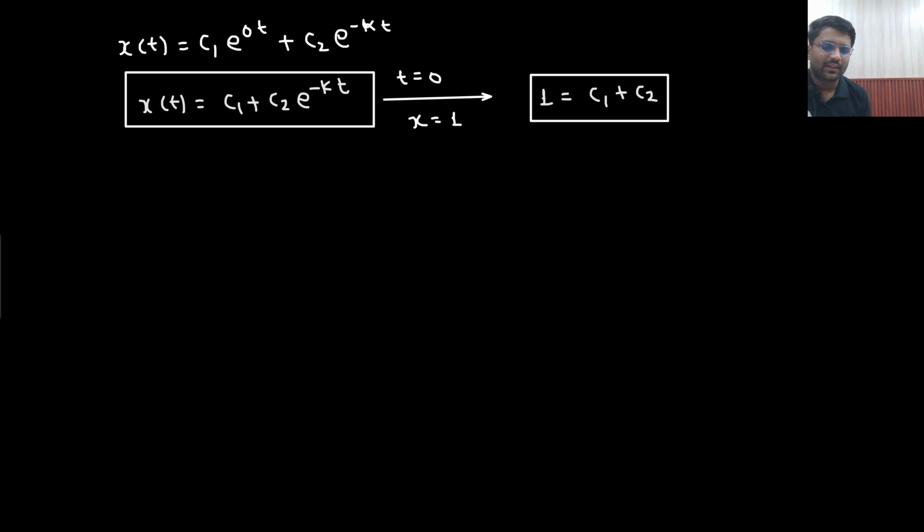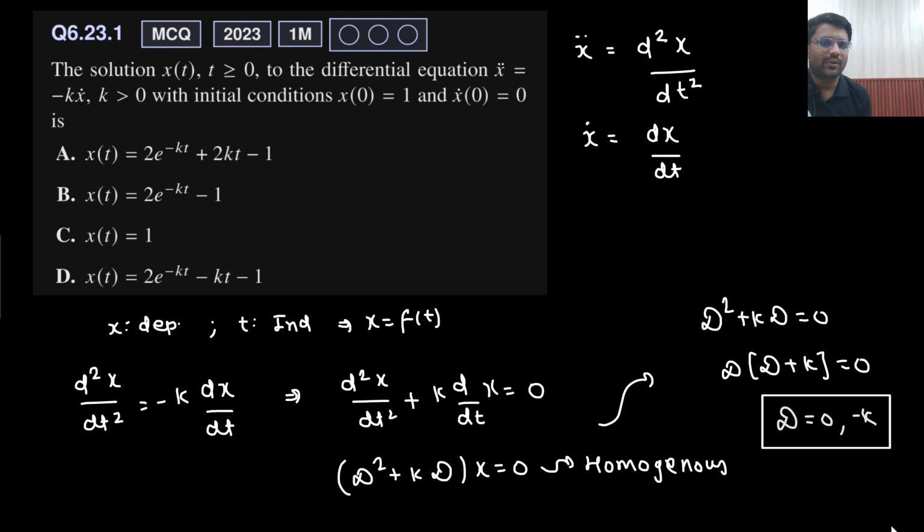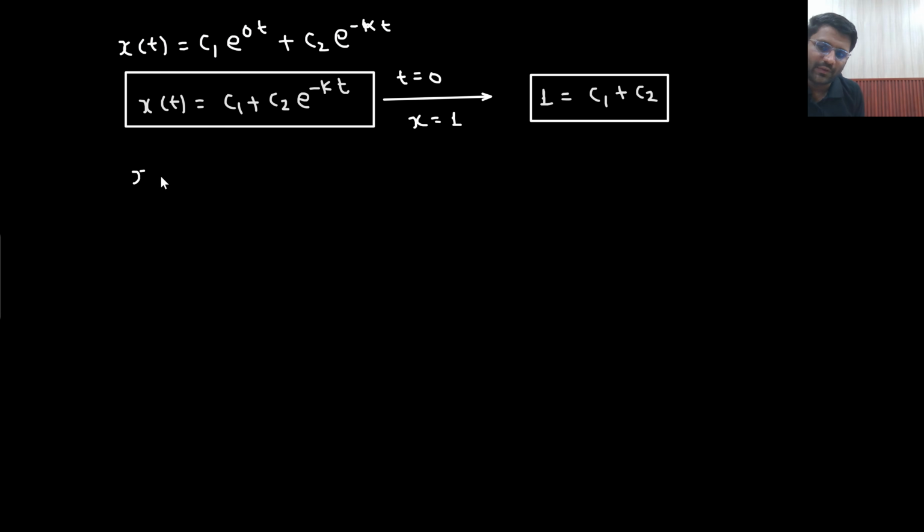Next, what are they saying? Next, they are saying that first you differentiate, then put t equals 0. So when I differentiate it, what will I be getting? c1 will be gone. c2 will be constant. e to the power minus kt will be e to the power minus kt only, multiplied with minus k. Now you put t equals 0.